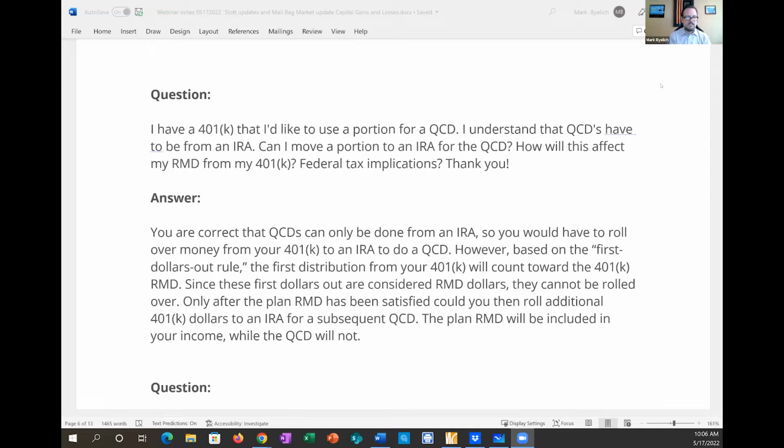I don't know what happened, but the question is, I have a 401k that I'd like to use a portion of for a QCD, qualified charitable distribution. I understand that QCDs have to be from an IRA. Can I move a portion to an IRA for the QCD? How will this affect my RMD from my 401k? Federal tax implications. Thank you. So he's asking the question about the federal tax implications.